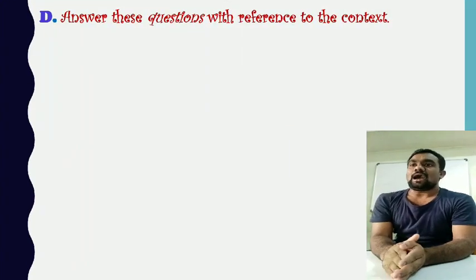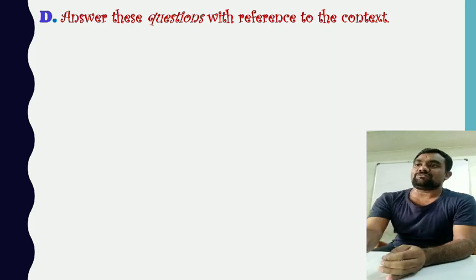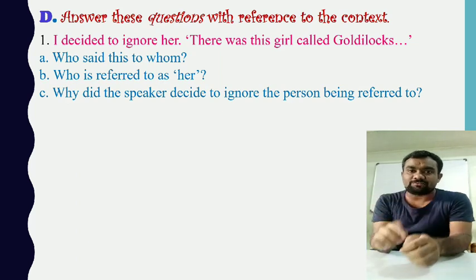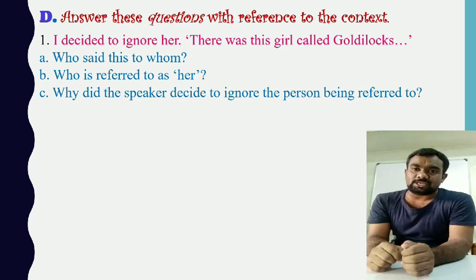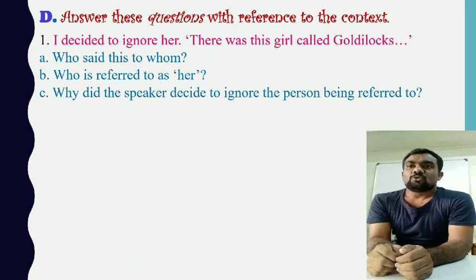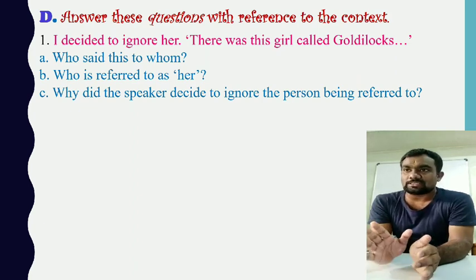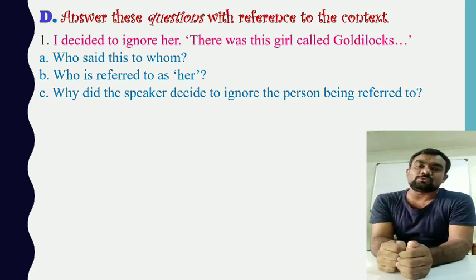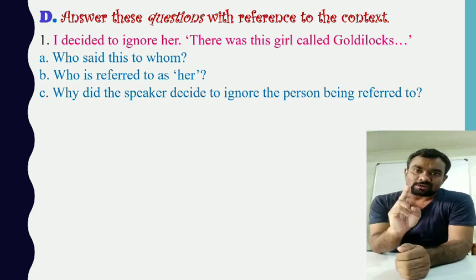Now D, answer these questions with reference to the context. Reference to the context means the paragraph is given, and you have to give the answer according to that paragraph. First one: I started to ignore her. There was this girl called Goldilocks. Who said this to whom? This statement is said by the narrator to the four children who are listening to the story. They are Venku, Ramu, Janki and Ambu.